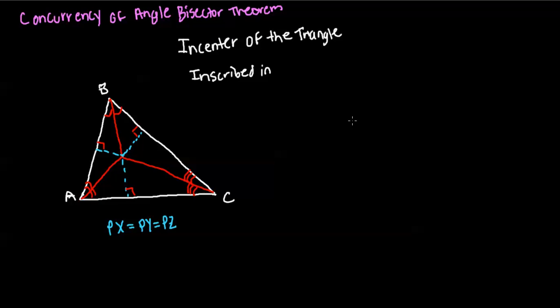Now we're going to be looking at two different terms. Here we have incenter of the triangle and inscribed in. The point of concurrency of the angle bisectors of a triangle is called the incenter of the triangle. So here in this diagram, the incenter would be the point where all the blue lines intersect, because the blue lines are the angle bisectors. Well, actually the blue lines are the perpendicular bisectors and the red lines are the angle bisectors.